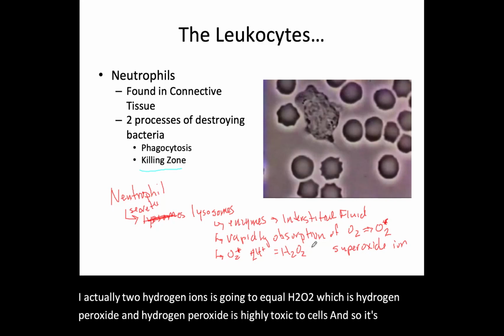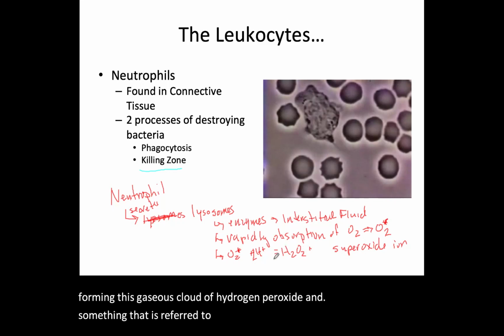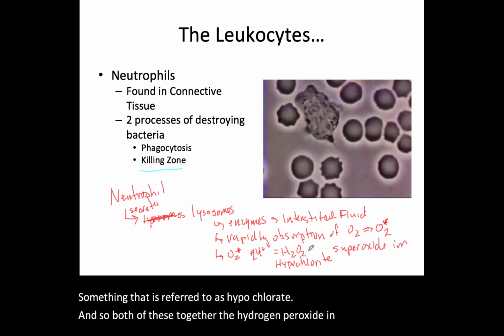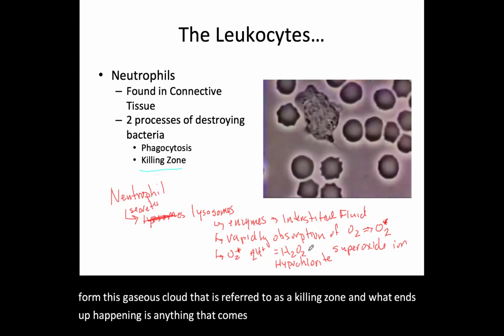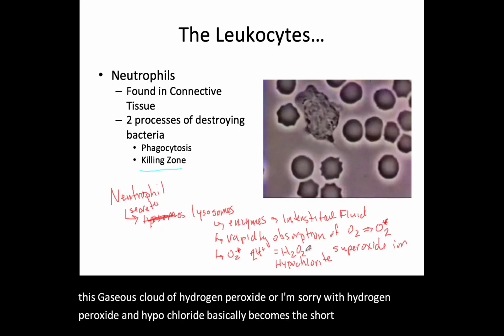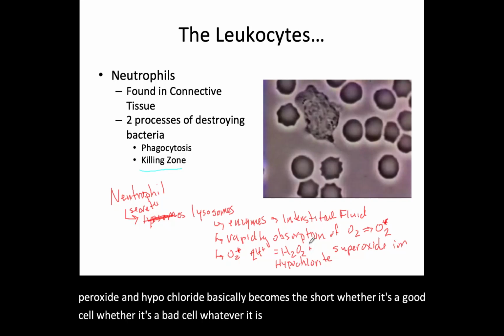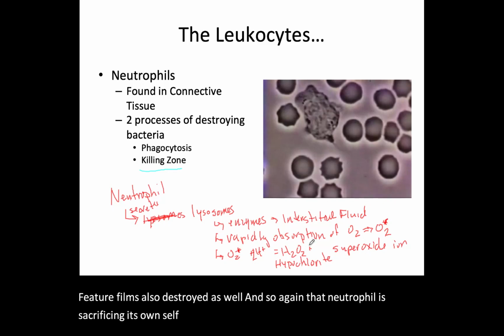And so it's actually forming this gaseous cloud of hydrogen peroxide and something that is referred to as hypochlorite. Both of these together form this gaseous cloud that is referred to as a killing zone. And anything that comes in contact with this killing zone, with hydrogen peroxide and hypochlorite, basically becomes destroyed. Whether it's a good cell, whether it's a bad cell, whatever it is, and the neutrophil is also destroyed as well. And so again, that neutrophil is sacrificing itself for the betterment of the rest of the body and the organism.